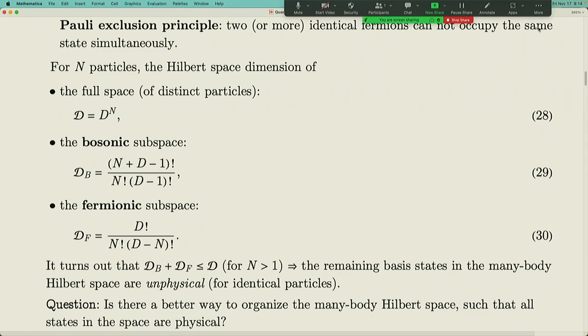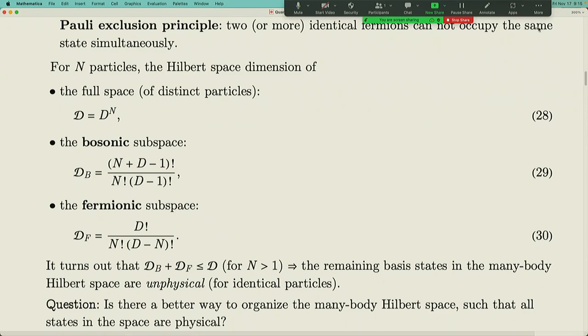You can do this calculation, and you will find that in general, for larger n and d, these 2 numbers added together are only less than or equal to d to the power n. It's not always equal, which means that these 2 subspaces only occupy a part of the Hilbert space.